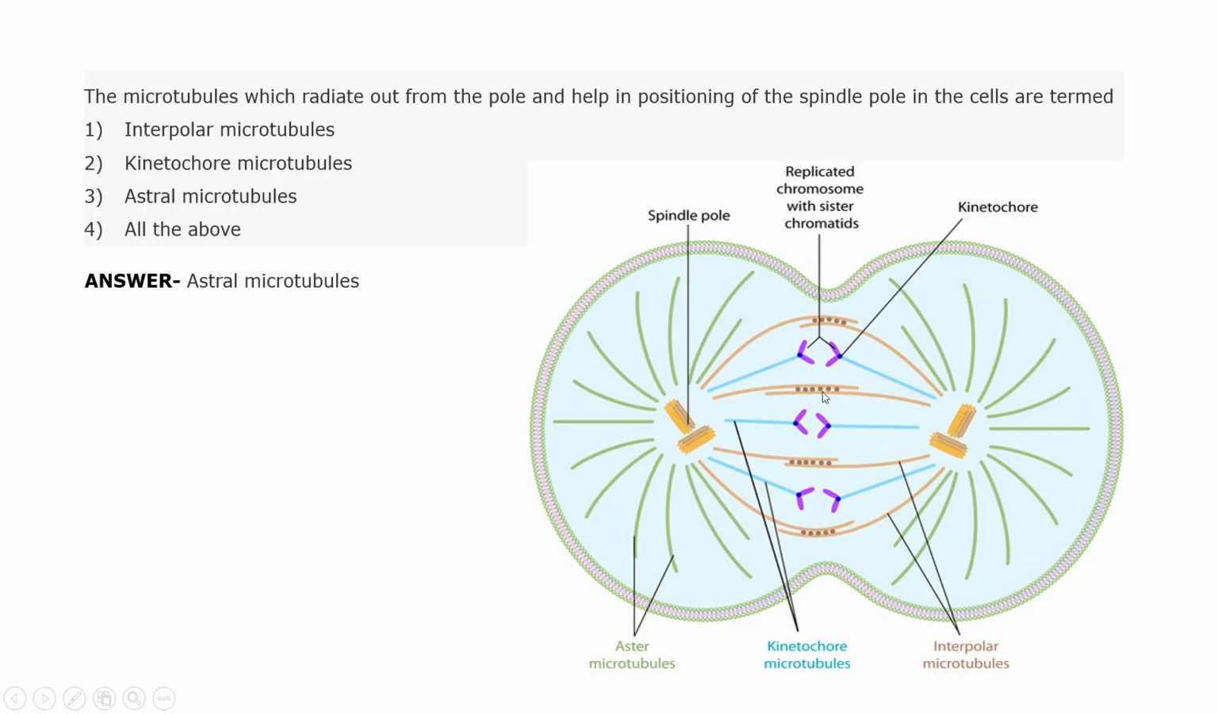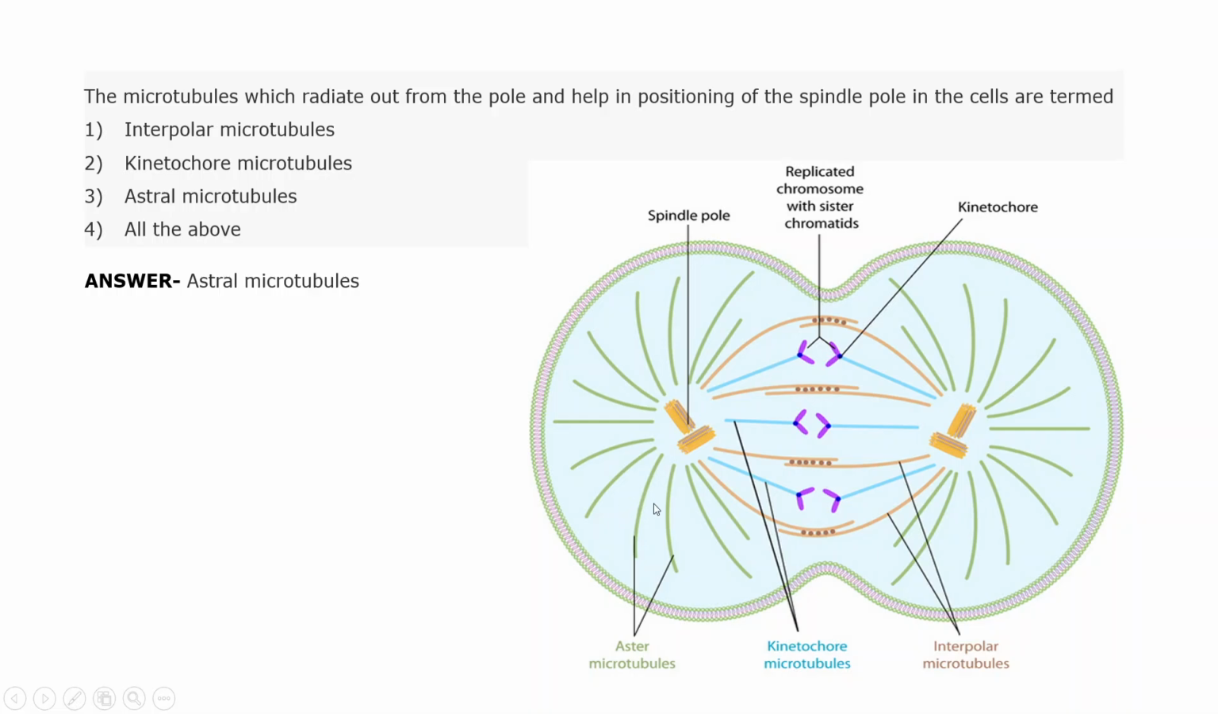In case of the interpolar microtubule, you can see that there are several motor proteins present here. Primarily it would be kinesin motor proteins, because it is occupying the majority of this region. It is present at the equatorial position, similar to the kinetochore microtubule. However, it is not attached to the kinetochore or the chromosomes. It is attached to the motor proteins present in between. That's why it is called an interpolar microtubule, because it is present at the polar region.